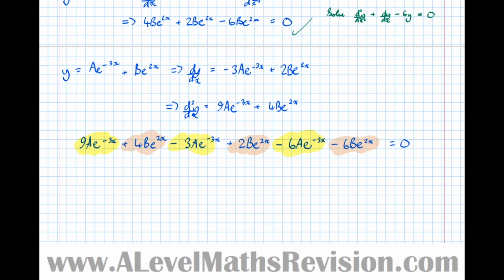So what we've done is just justified that the combination of the two solutions is also a solution, but all we need to write to get the marks is y equals a e to the minus 3x plus b e to the 2x, where a and b are arbitrary and independent constants.